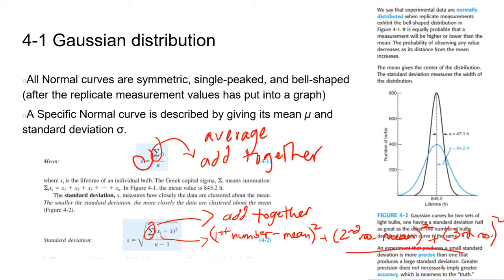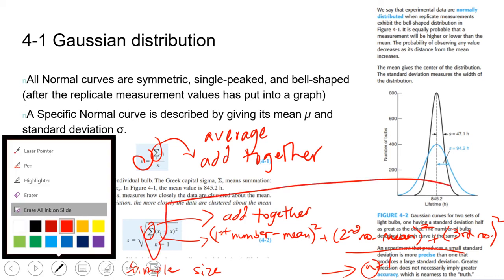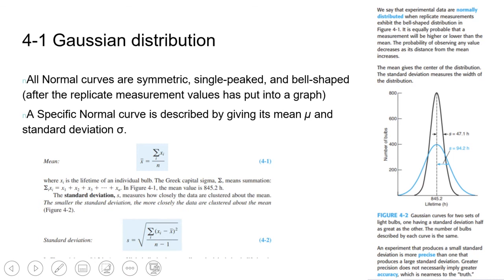And then you're going to divide that by n minus 1. n in here is what is known as the sample size. That tells you how many are in that sample. And then at the end, you're just going to take the square root of everything. So that's the math behind it.